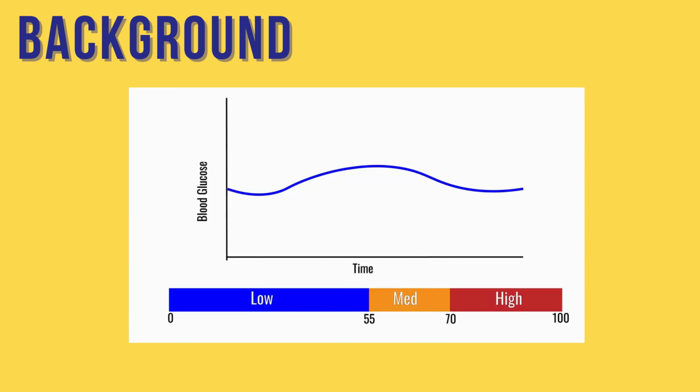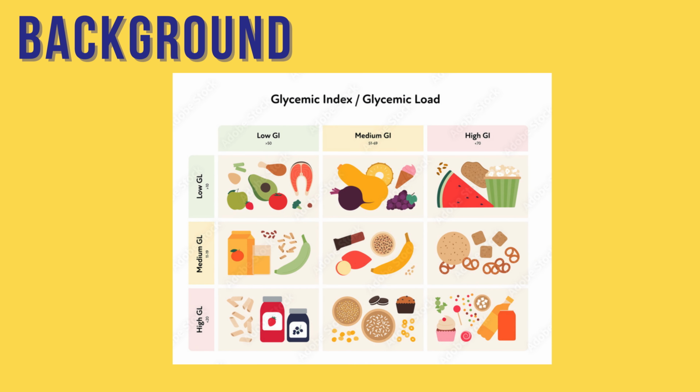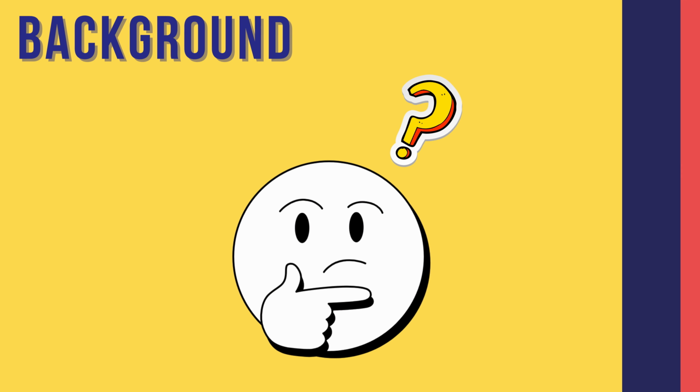Based on these comparisons, foods can be categorized as low GI, meaning they don't raise your blood glucose much, medium GI, or high GI, meaning they raise your blood glucose a lot. So, it follows that if you want to avoid high spikes in blood glucose, you should avoid high GI foods, right? Well, it's a bit more complicated than that.